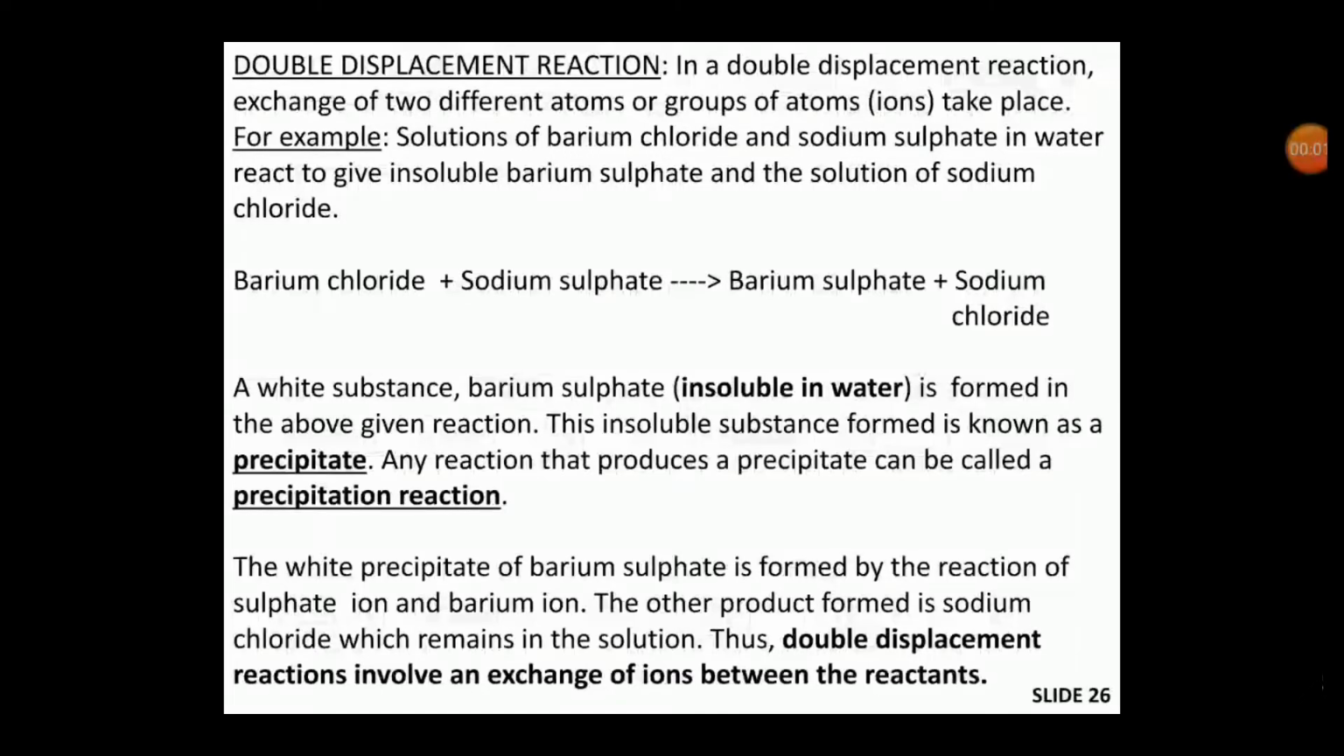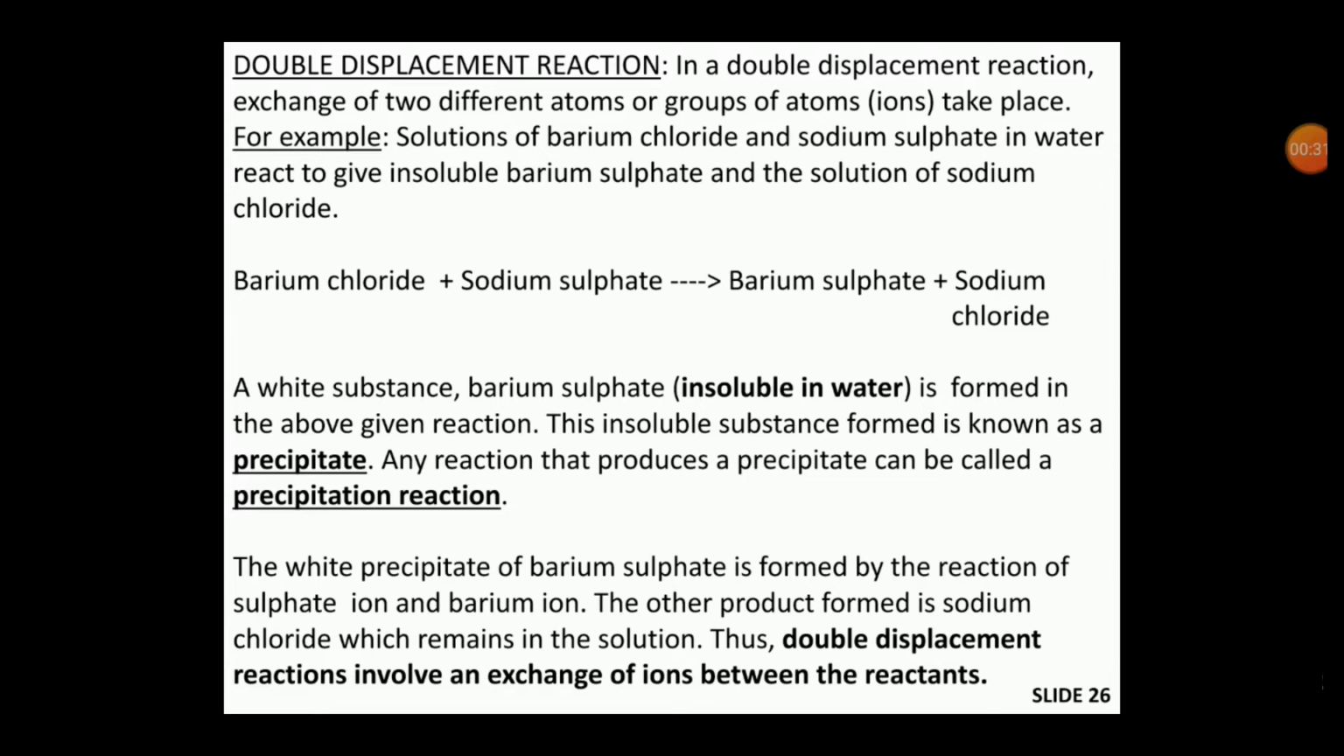Double displacement reaction. In a double displacement reaction, exchange of two different atoms or group of atoms or ions takes place. For example, solutions of barium chloride and sodium sulfate in water react to give insoluble barium sulfate and the solution of sodium chloride. Please refer to the word equation given in the slide. Barium chloride plus sodium sulfate gives barium sulfate plus sodium chloride.